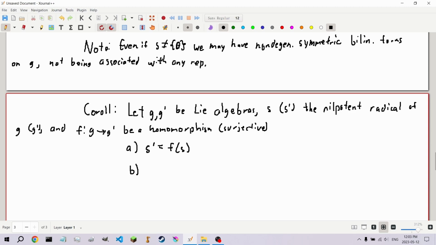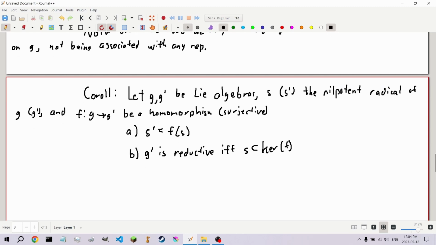And B, we're going to have that G prime is reductive if and only if S, the nilpotent radical of G, is contained within the kernel of our F. We have that B implies A immediately, so we only actually need to show A.